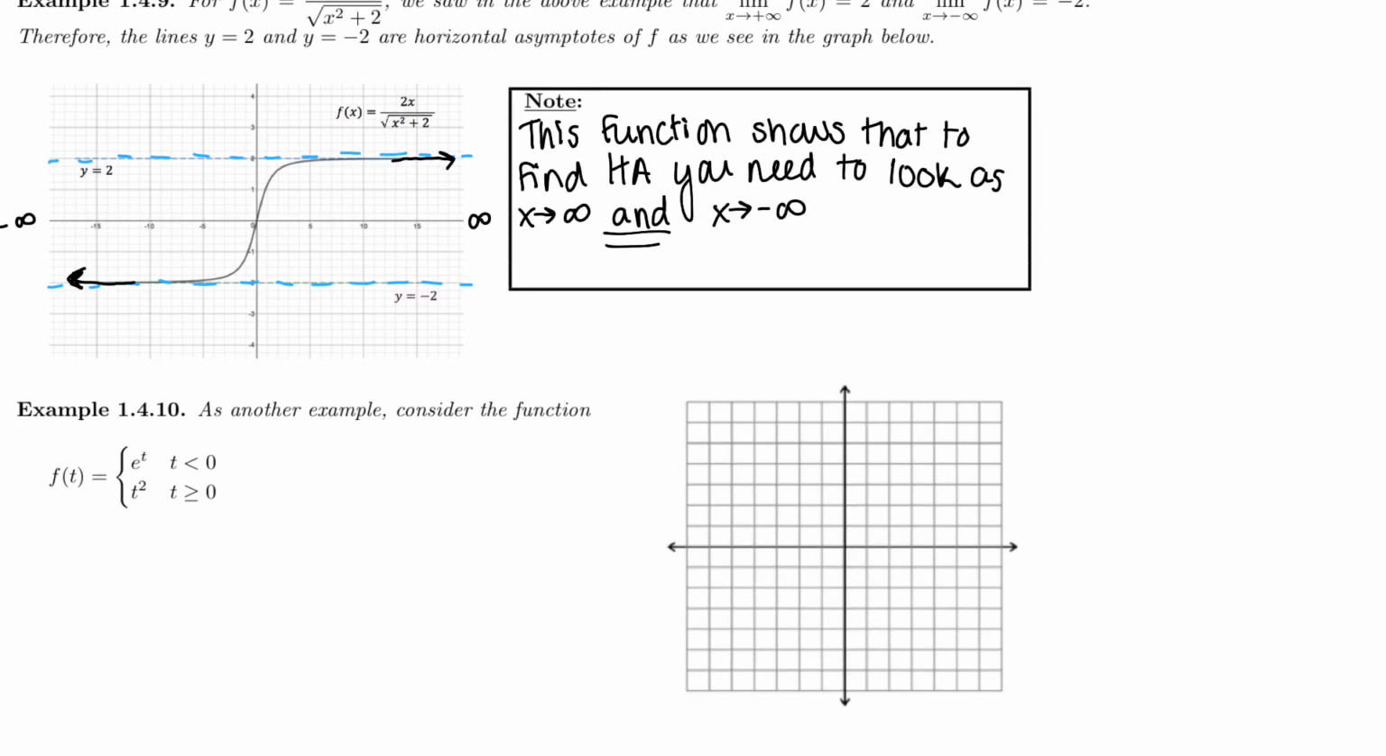So for instance, I'm going to draw a quick graph here. You should remember the graph e to the t, or e to the x. That's the graph that looks like this. t squared is the graph, that's just a parabola, right? That looks like this. So we have a piecewise function. When t is less than 0, the function is e to the t.